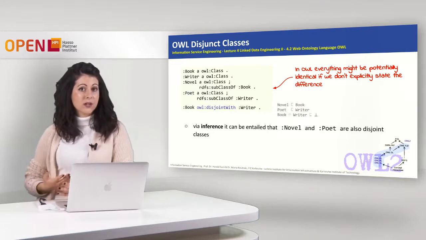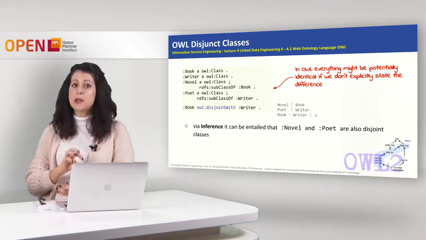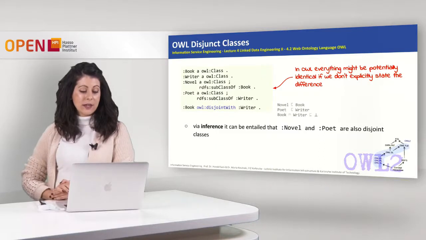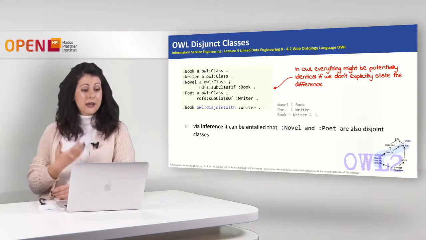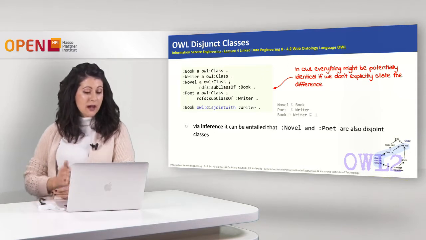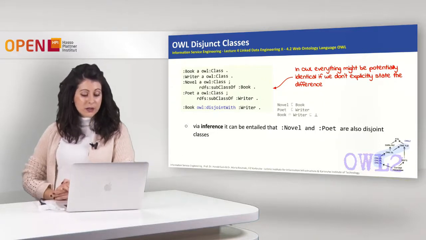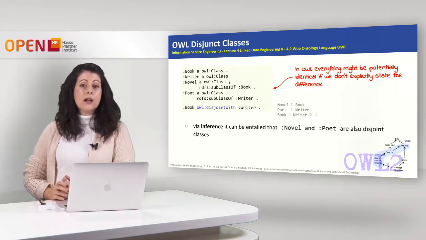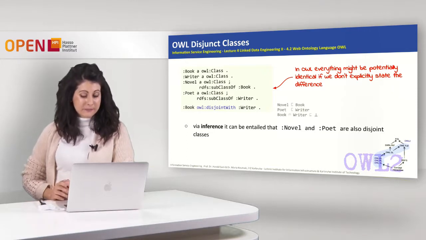Do you remember our initial example with the class woman and man? It's exactly the same thing here. And again, we can have inferences, and if we follow these hierarchies that we defined and the constraint of the disjointness, we can say that novel and poet are also disjoint classes.